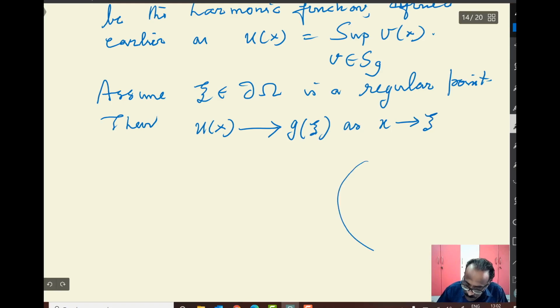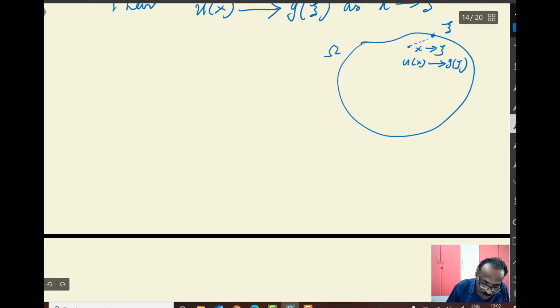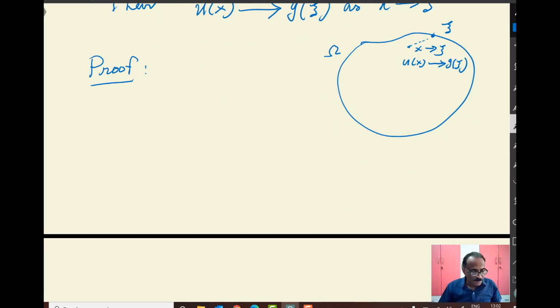So you have a domain. This is how the boundary value problem is always indicated. So you have a psi. If psi is a regular point, you take x converging to psi. For all these interior x, your u(x) is defined. So you are proving that u(x) converges to g(psi). That's how your boundary values are always interpreted. So let me try to give a proof of this fact now. Not very delicate, not very difficult, but as I said, the proof involves some amount of work.